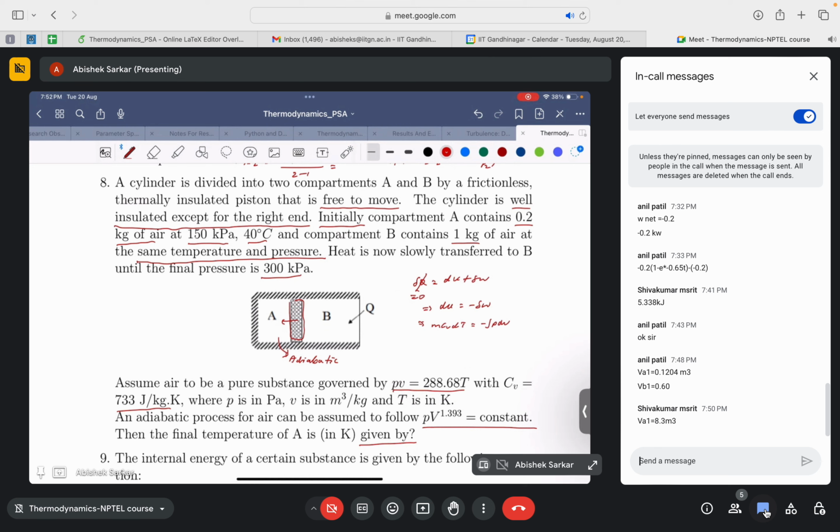So now we can use this relationship to find the relation between the change in volume and the temperature of the system, to find the net change, the final temperature of compartment A. Okay. So I'm sorry that I'm not able to show, but I'm just telling you. So you can try it in that way.